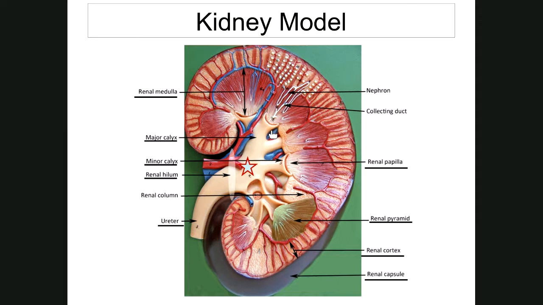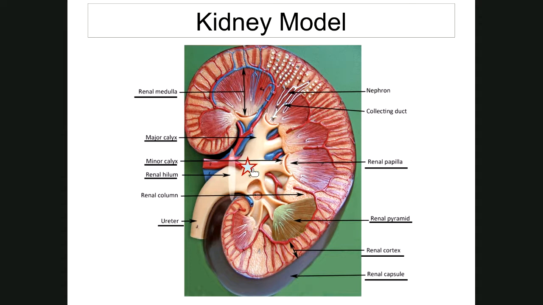Calyces, C-A-L-Y-C-E-S, and singular is a calyx. Cup-like extensions of the renal pelvis. Here's the renal pelvis, and you see that there are little cup-like extensions that wrap around the papilla. So cup-like extensions of the renal pelvis which encompass each of the renal papilla. And when the collecting ducts deposit their urine out the tip of the papilla, these calyces capture it and channel it toward the renal pelvis.